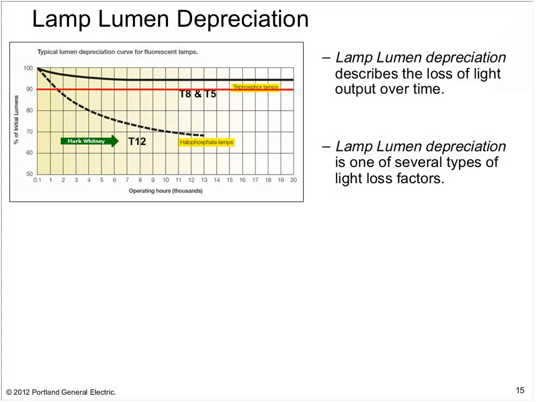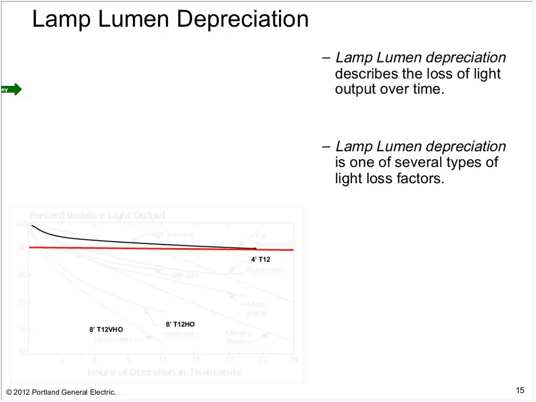And that's important because with T12s, you used to have to overlight a space to allow for that depreciation, or if you didn't do that, then you have to accept lower light levels as the lamps get older. So a good light source is going to maintain about 90% or so, a good rule of thumb.